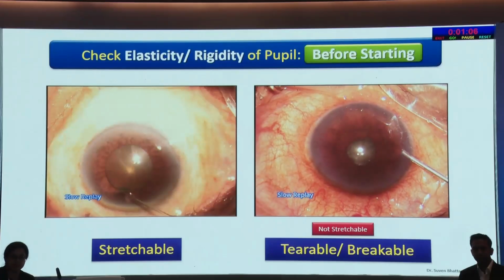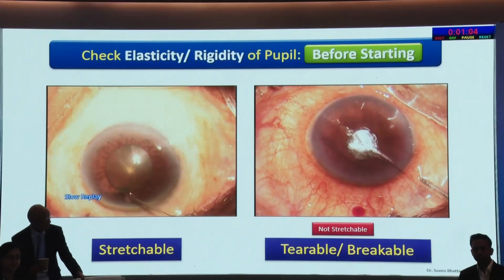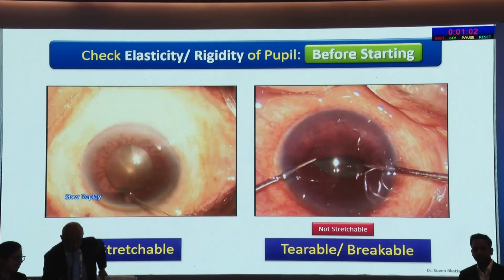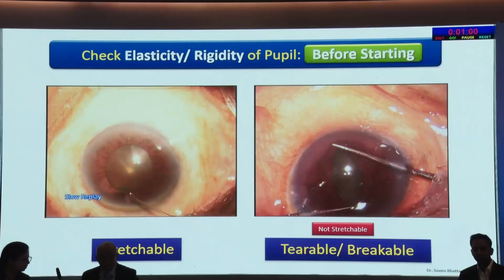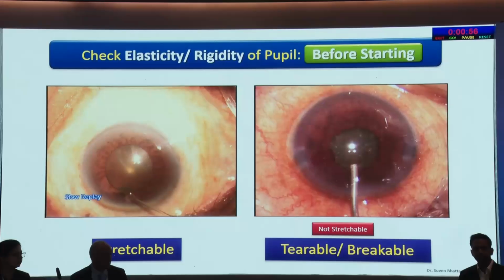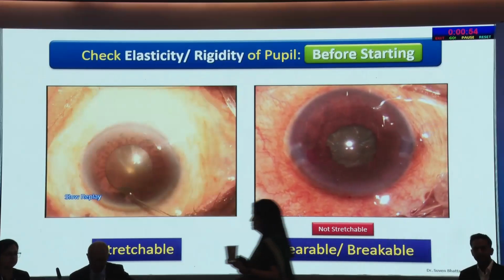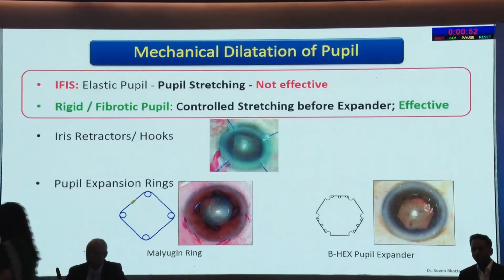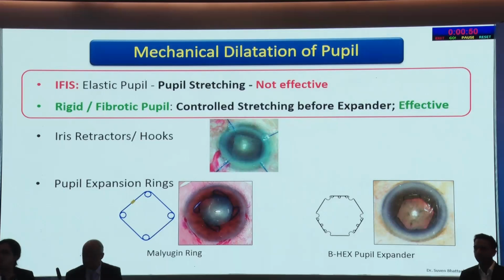You need to use two Kuglen hooks and probably stretch it, or if you want to use a bulkier device, make it more favorable for expansion, and then you can use whatever device. Even if you use iris hooks, I would recommend that you use a little bit of stretch before that, then you have a better looking pupil the next day. So mechanical dilatation of the pupil, we've already talked about that. There are various options that we have.